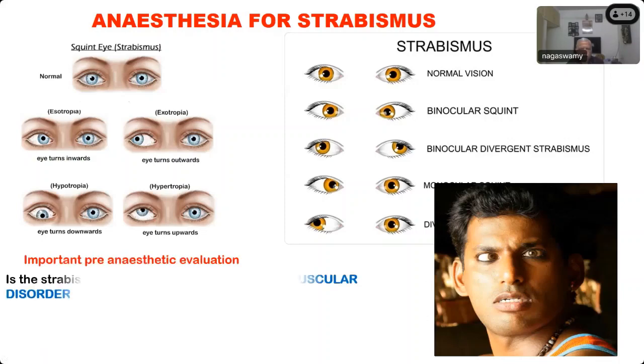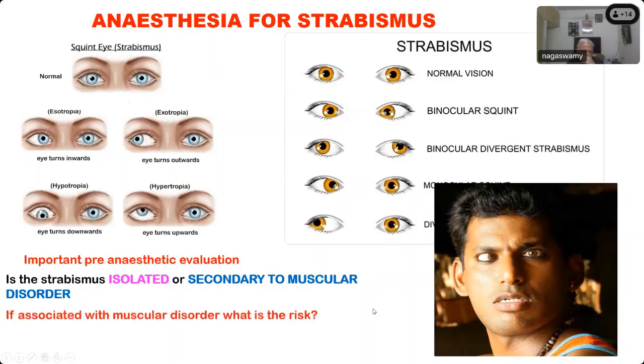And this is the important pre-anesthetic evaluation. You must see whether it is an isolated strabismus or secondary to any muscular disorder, and whether it is associated with muscular disorder, there can be a chance of malignant hyperthermia. So you must always ask the history of malignant hyperthermia.